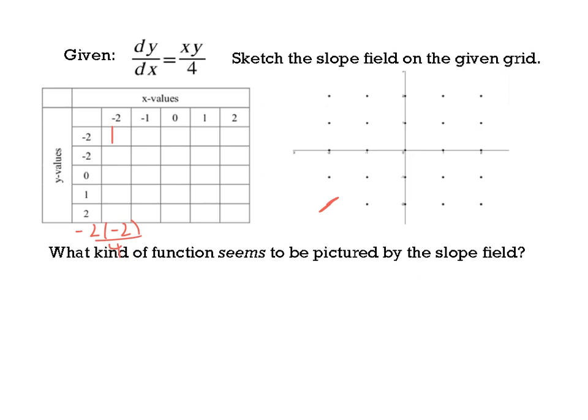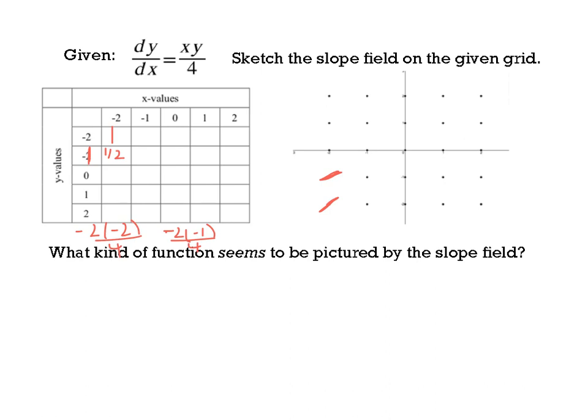All right, let's look at our next point. We have a typo. That's supposed to be -2, -1 there. So -2, -1, again, we plug it into our differential equation. So we get -2 times -1 over 4, which is 2 over 4, which is 1/2. So at the point -2, -1, our slope is 1/2. So that one's going to be a little less than 45 degrees. So it should look a little flatter.